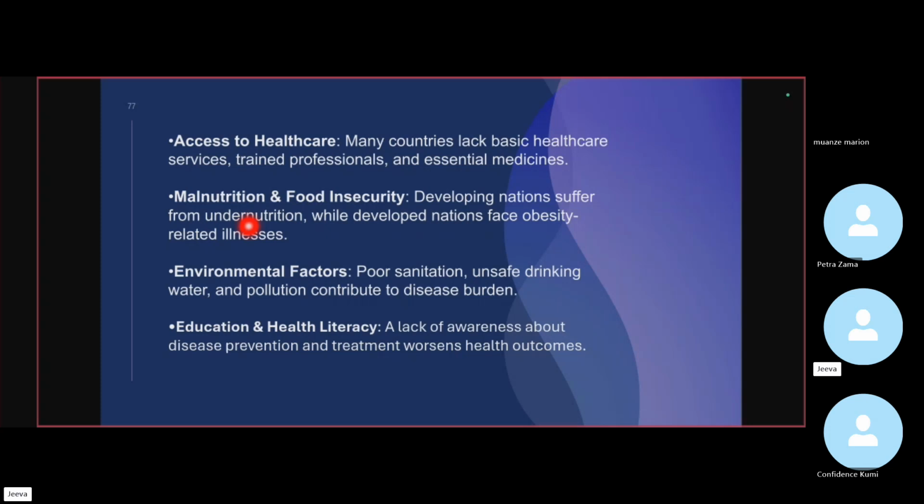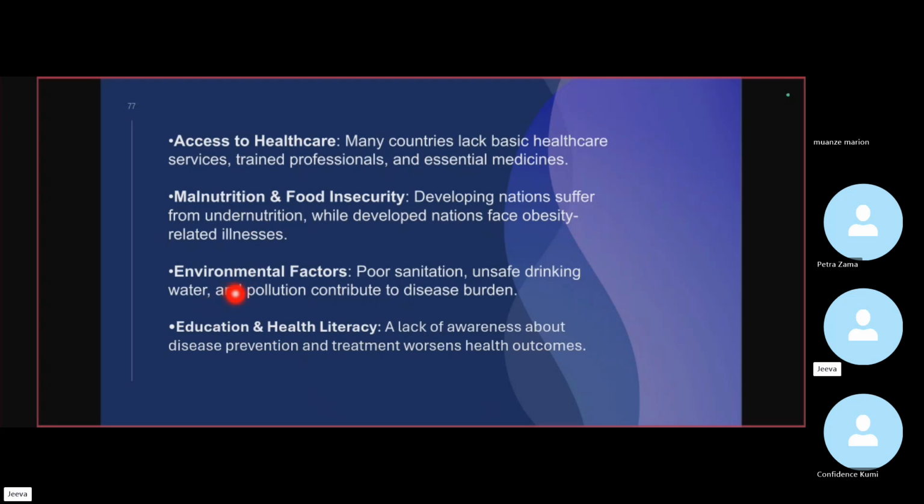Then malnutrition and food insecurity. Developing nations always suffer from undernutrition, while developed nations face obesity. Because in a developed country, people tend to get everything and eat everything and become obese, whereas in a developing nation there is a lack of things, so people get undernutrition. That is how malnutrition and food insecurity affect the healthcare system.